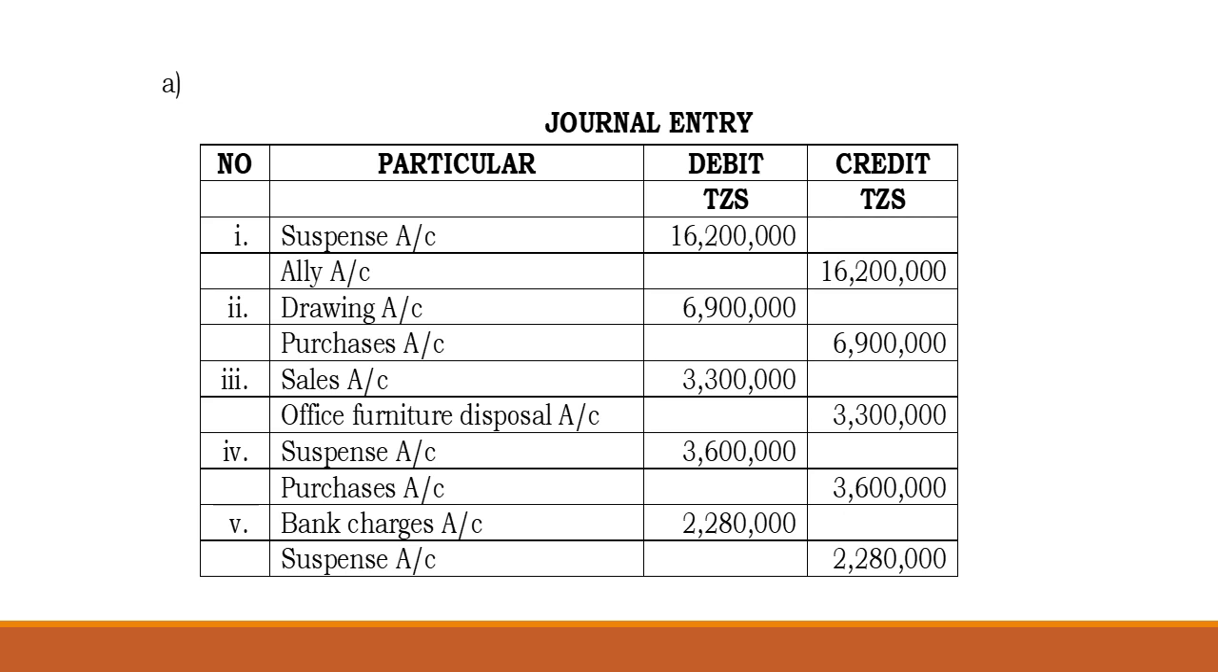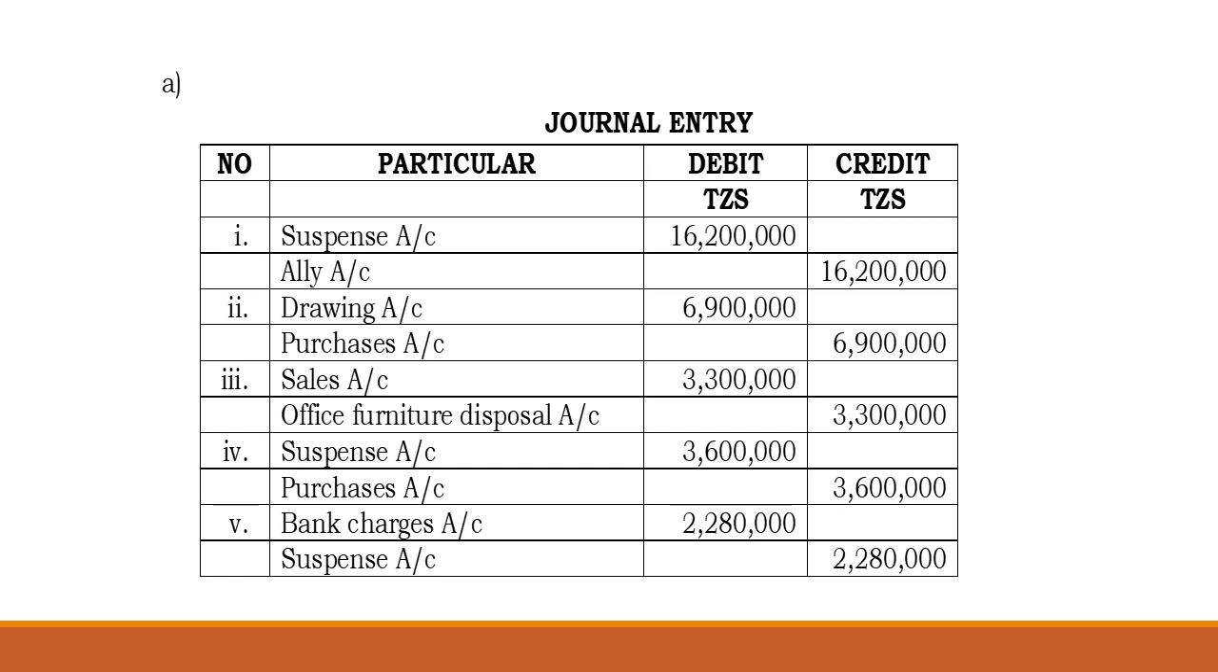Number 4, it is about overstatement of purchases. And as you know, purchases has a debit side, so if it is overstated, we have to deduct from the purchases, and deducting it means to credit that amount. So we debit a suspense account by 3,600,000 and credit purchases account by 3,600,000.